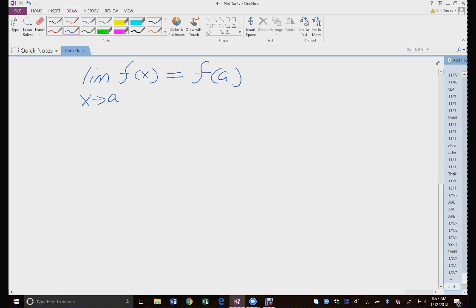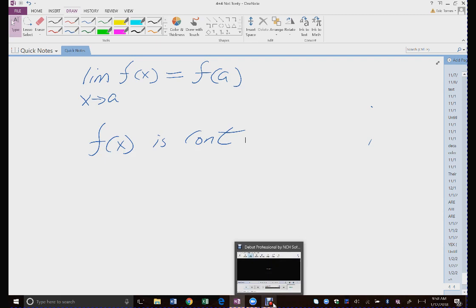So if this is true for every single value in the domain, I can say that f of x is continuous on that domain. And that's for all a values in the domain. And that is your lesson on continuity.